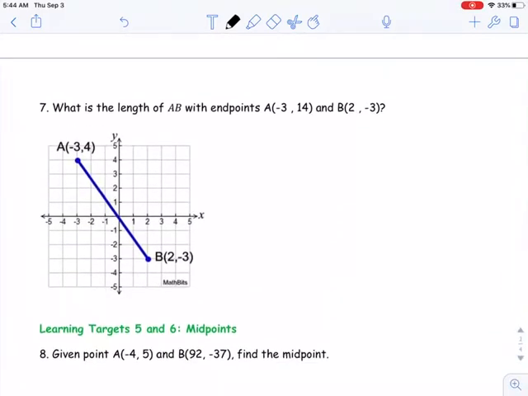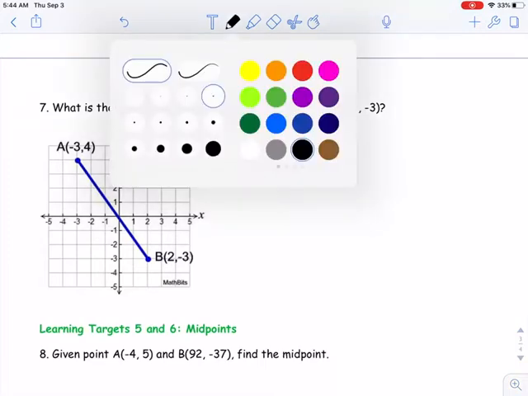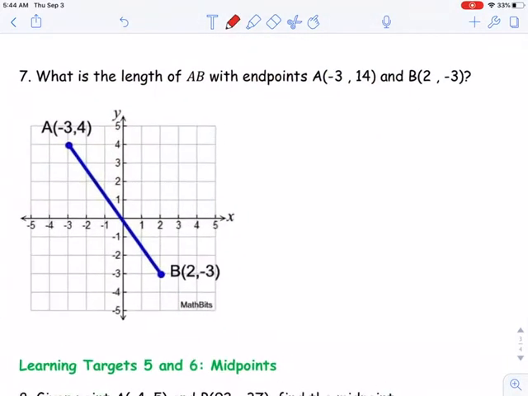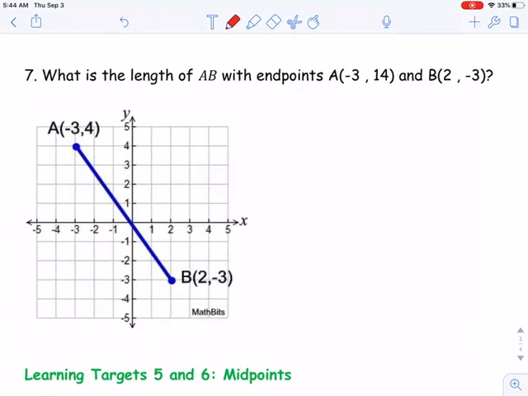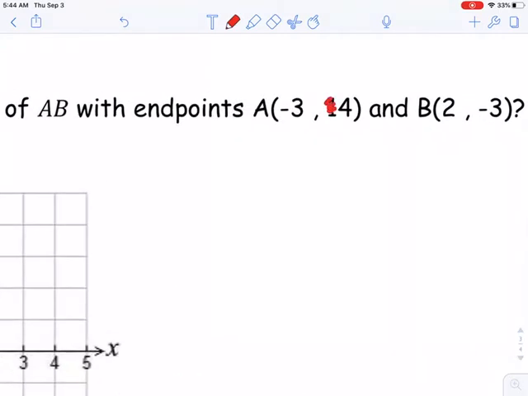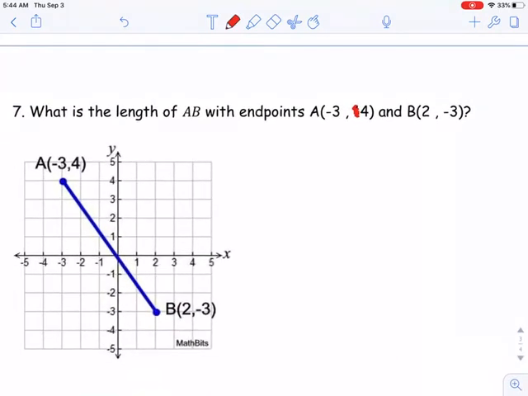Okay, so this last part of the review, just a couple more problems. So we need to know the distance formula. The distance formula always works, but oops, that should say 4, not 14. We can also use the Pythagorean theorem shortcut. This usually works well when we're given a picture, numbers are whole numbers, and they're close together.